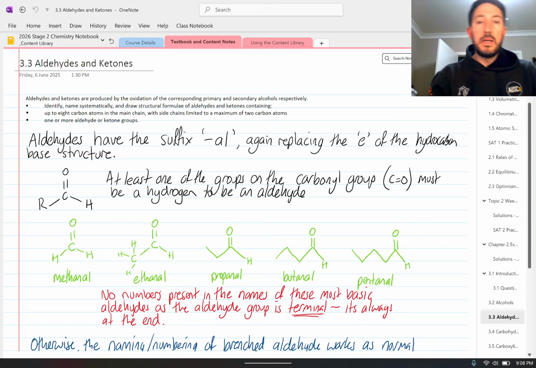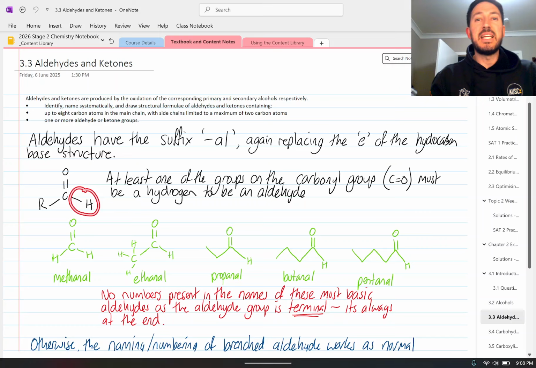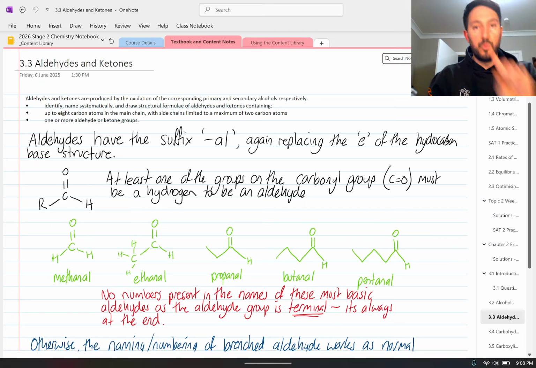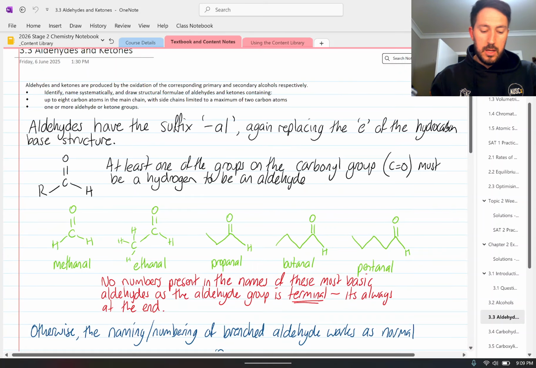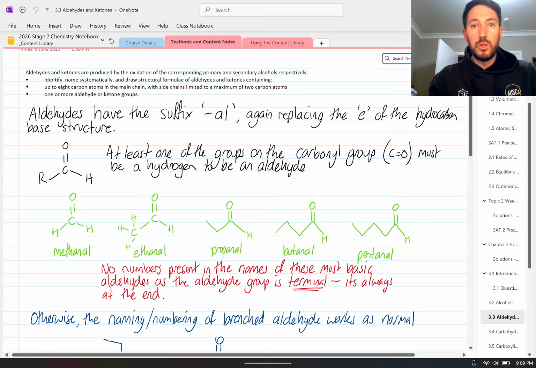Now, for it to be an aldehyde, we have to have our C double bond O, and we have to have at least one hydrogen attached to the carbon of that carbonyl group. So the carbonyl group is the C double bond O, and there must be at least one hydrogen. There can be two, or one, but there has to be at least one. So here is a list of some of the smaller ones.